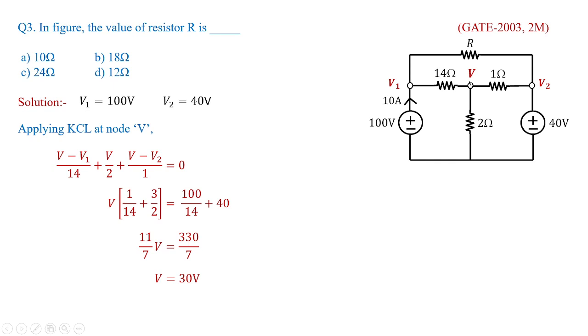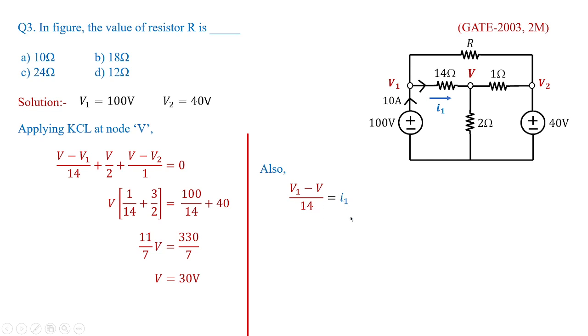Now once we know what is V, let us find out how we are going to get the value of R. We need to observe that 10 amperes is flowing into node V1, thereby I1 is the current which is going out from this particular node, and that current I1 would be from the direction V1 to V divided by 14. So I'll write (V1 minus V) by 14 equal to I1.